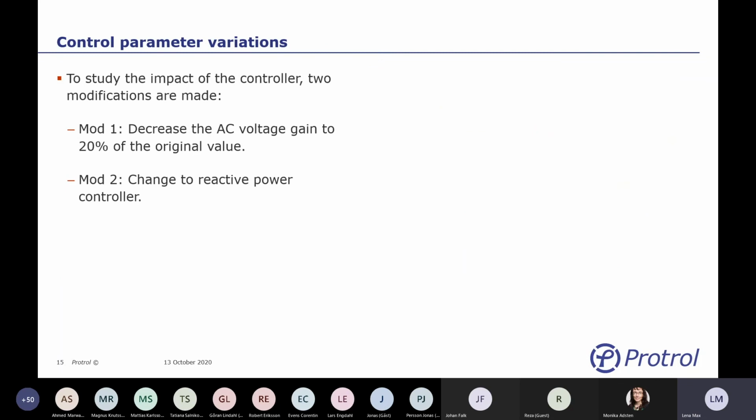Since we suspect that it's the AC voltage controller that is the reason for the oscillations, we do two different variations of the control parameters. The first one is to decrease the gain of the controller, and the second one is to change to a reactive power controller.